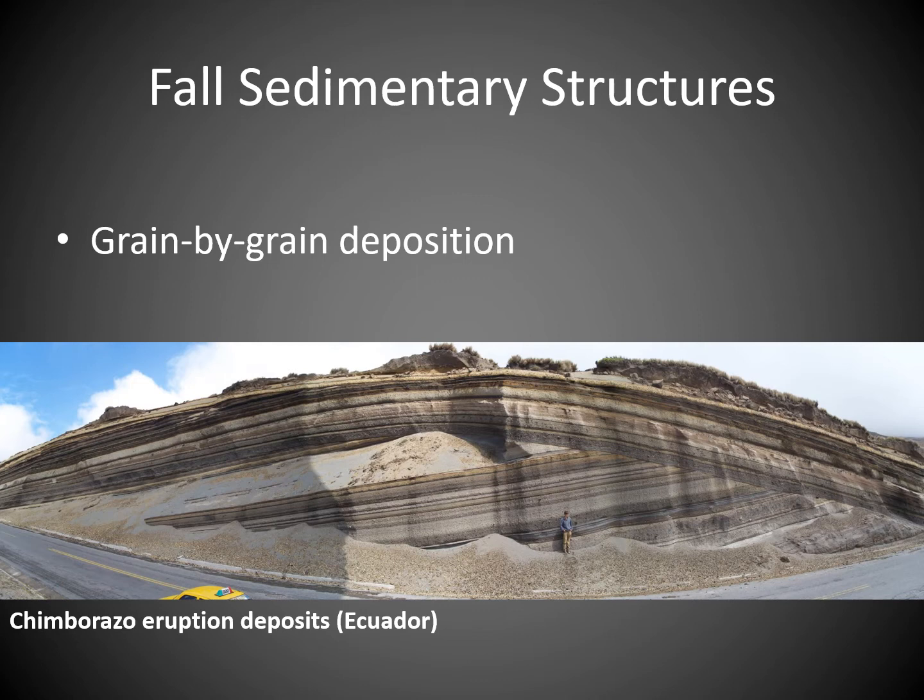And remember, this stuff is falling out of the sky sort of one grain at a time. So it's not terribly compacted, very well sorted. This is from a volcano in Ecuador. And one thing about these fall deposits is they blanket the topography. They mantle the topography. They're just as thick on top of hills as they are in valleys because it's just falling out of the sky.